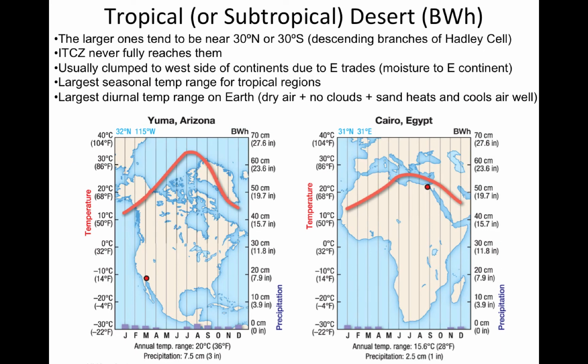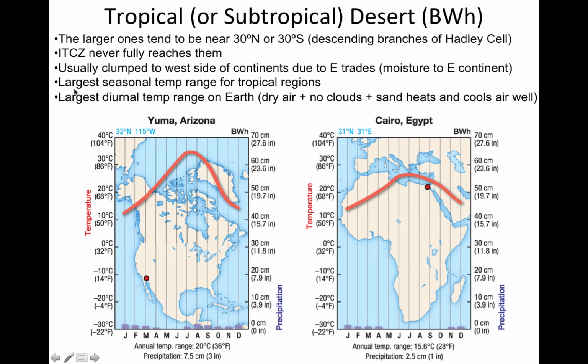Then you move into zones that are really right underneath the descending branch of the Hadley cell pretty much the whole year long. So these tend to be at 30 degrees north or 30 degrees south. Usually they are clumped on the west side of the continents due to easterly trades. So easterly trade winds will tend to bring enough moisture to the east side of these continents to keep them out of the tropical desert zone.